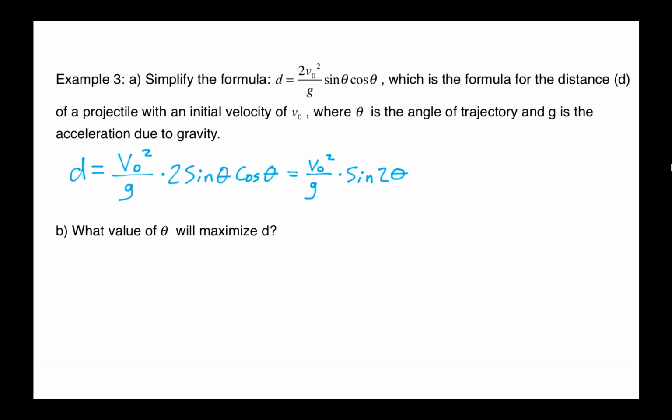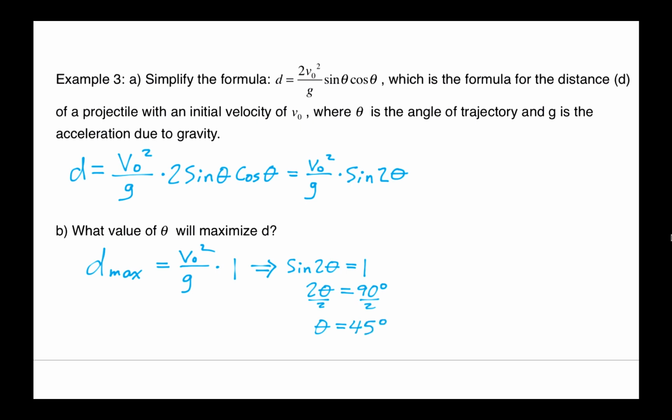Now the question here is, what is the angle that will maximize the distance that the projectile will go? So the maximum distance that it can go is when this sine factor is going to be 1. That's the biggest it can be. And of course, the angle that corresponds to that is an angle of 90 degrees. That's the 2 theta being 90 degrees. So that means theta itself will have to be 45 degrees.